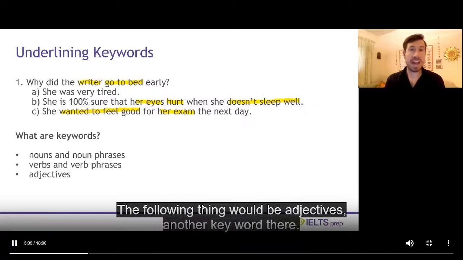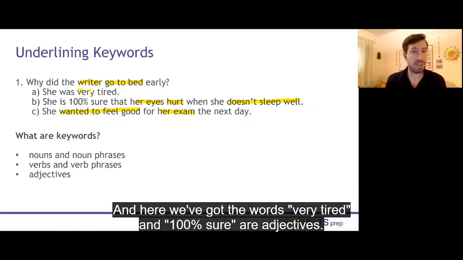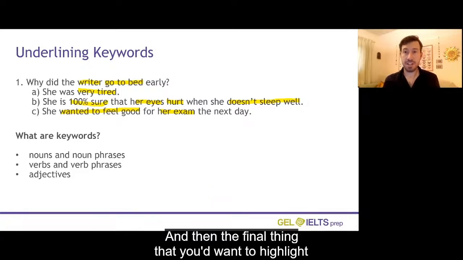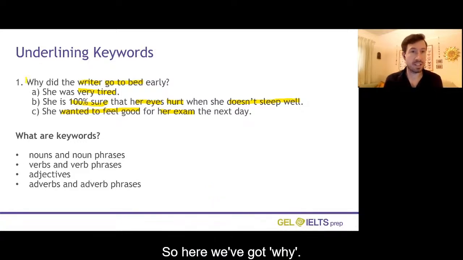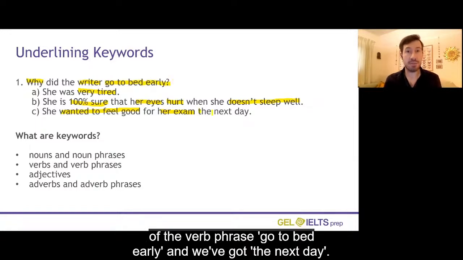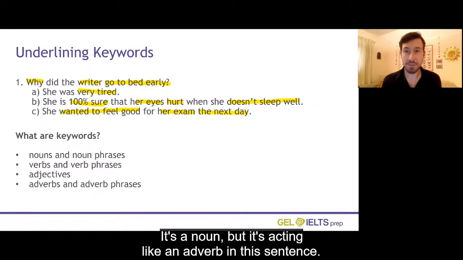The following thing would be adjectives, another key word there. And here we've got the words very tired and 100% sure, which are adjectives. And then the final thing that you'd want to highlight is all the adverbs or the adverb phrases. So here we've got why. I've also got the word early. I mean, you could say that's part of the verb phrase, go to bed early. And we've got the next day. It's a noun, but it's acting like an adverb in this sentence.